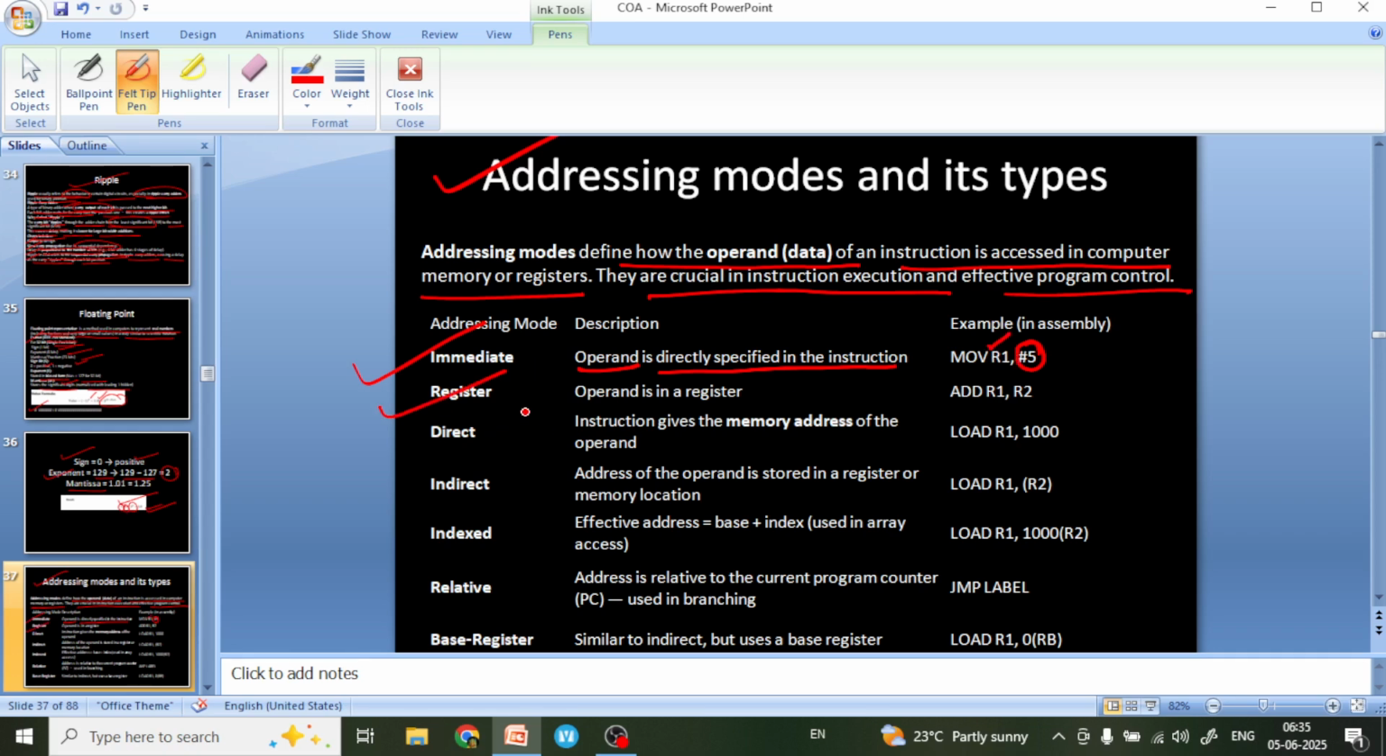And in register mode, the operand is in a register. For example, the value of the R2 register goes into the R1 register, added in the R1 register.